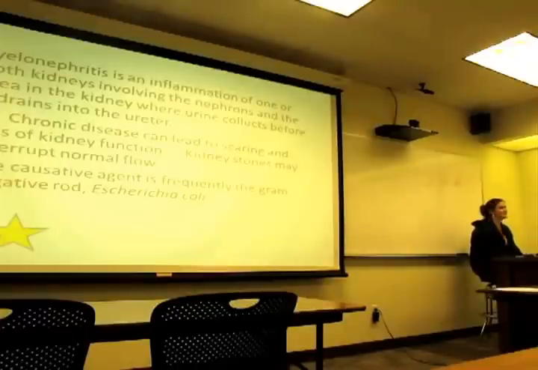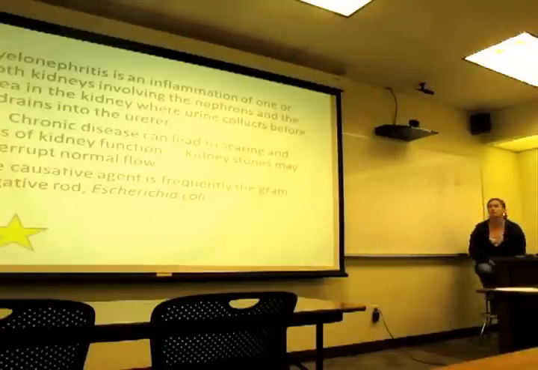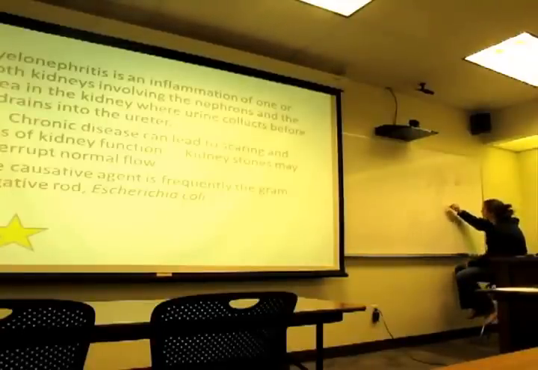Pyelonephritis. This is an inflammation of one or both of the kidneys involving the nephrons. The area in the kidney where the urine collects before it drains into the ureter. That's the renal pyramid, and it comes down here. It's caused by E. coli though, right? And then it goes over here and comes out like this. That's the renal pelvis. It goes down into the ureter. So this is your kidney.